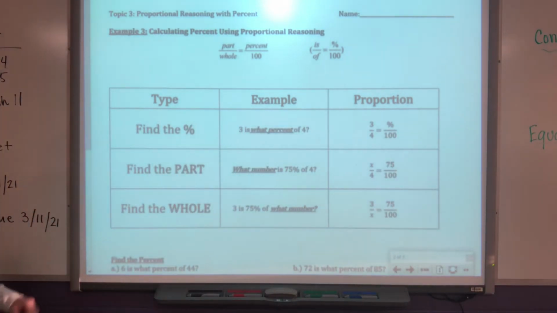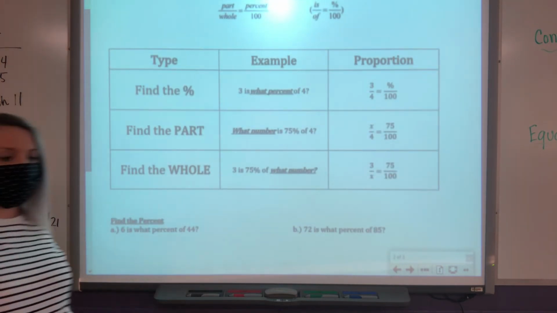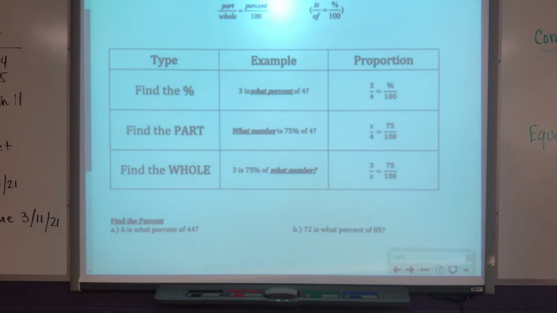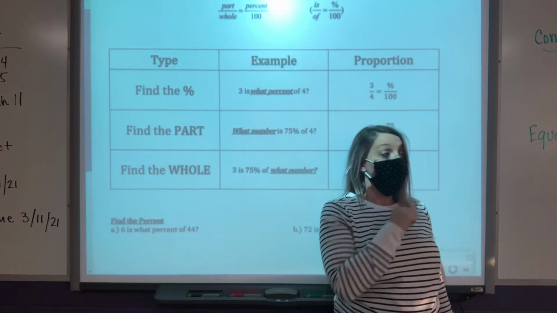All right, let's turn it over. The next thing we're going to look at is calculating percent using the percent proportion. The percent proportion is part over whole equals percent over 100. So it's a fraction equal to a percent as a fraction. If you see a percent in your math problem, it always goes over 100.